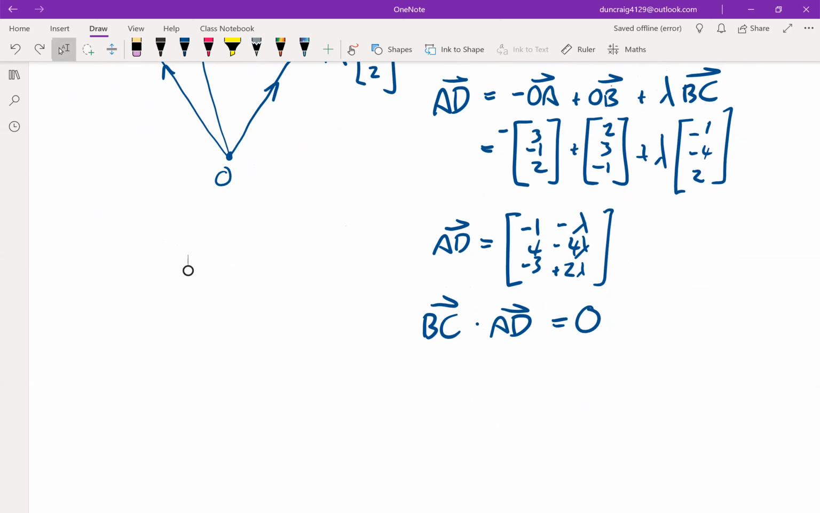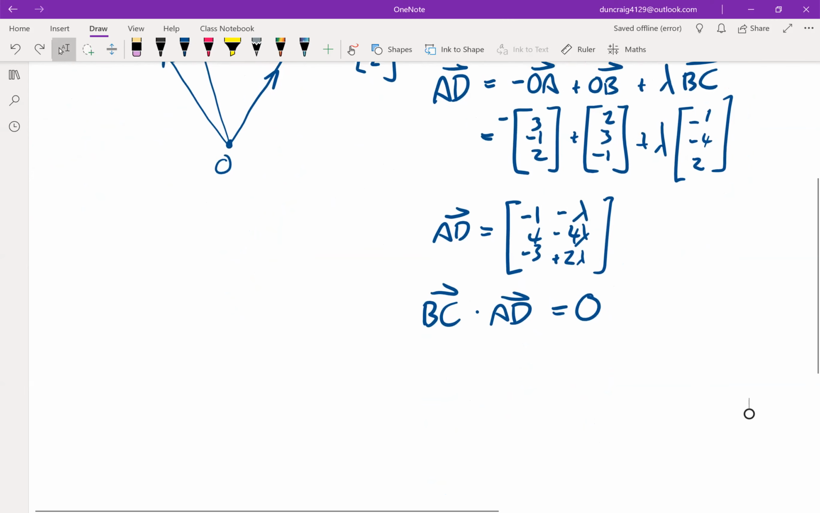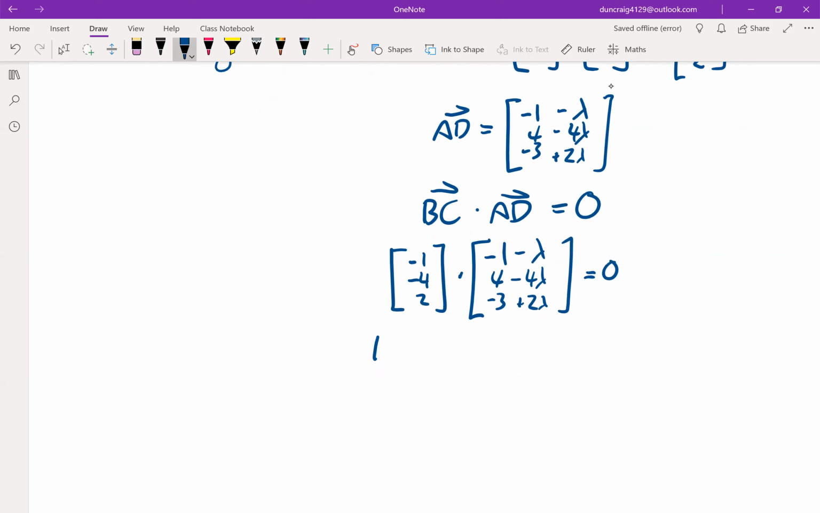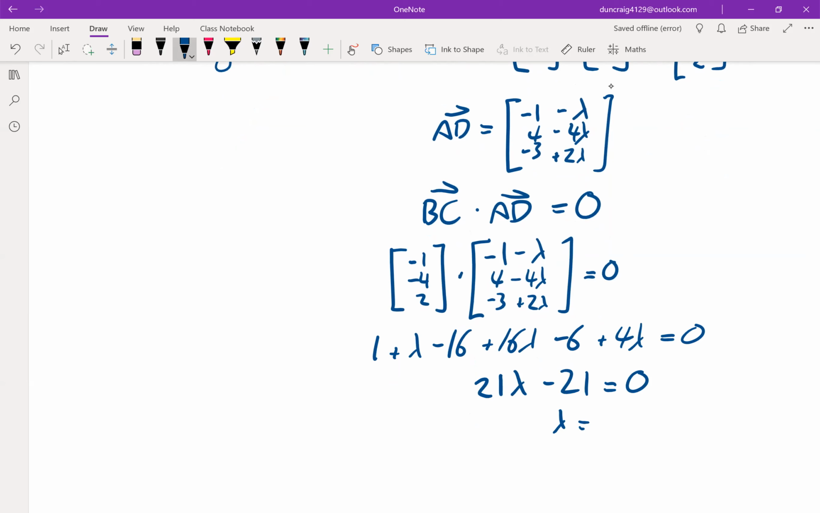So let's go expand that. Let's write it out first. BC was negative 1, minus 4, 2, dot AD, which is negative 1 take lambda, 4 take 4 lambda, minus 3 plus 2 lambda, is equal to 0. Okay, and if we go ahead and do that, we're going to get 1 plus lambda, plus 16 plus 16 lambda, take 6 plus 4 lambda is equal to 0. Simplify that, 21 lambda, take 21 is equal to 0, so lambda is equal to 1.